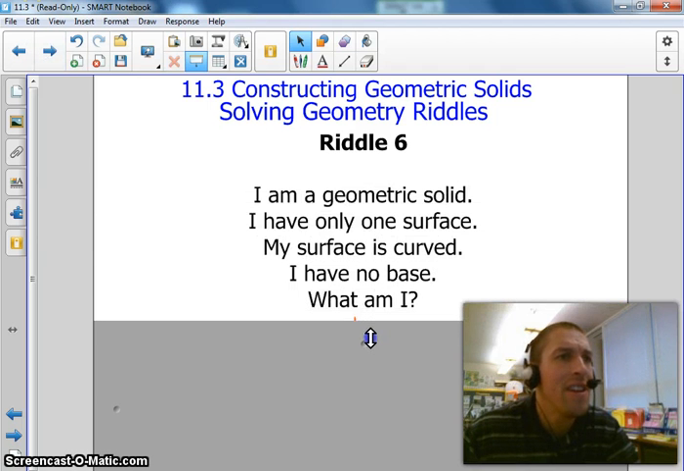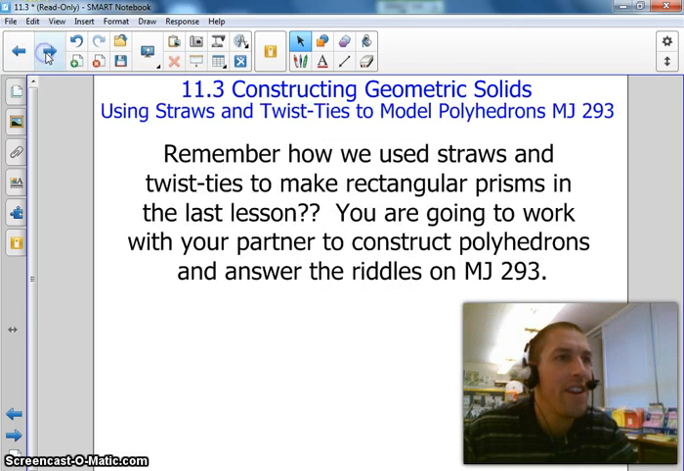And last one, I think. I'm a geometric solid. I only have 1 surface. My surface is curved. I have no base. What am I? That's a pretty easy one. Did you get it? It's a sphere.